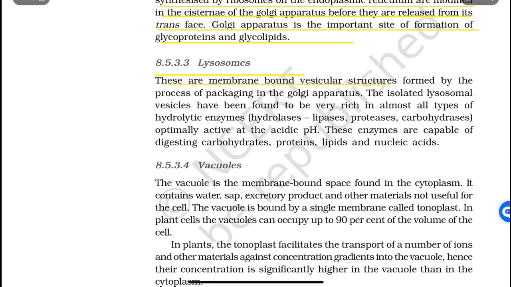Lysosomes. These are membrane-bound vesicular structures formed by the process of packaging in the Golgi apparatus. The isolated lysosomal vesicles have been found to be very rich in almost all types of hydrolytic enzymes, hydrolases, lipases, proteases, carbohydrases, optimally active at acidic pH. These enzymes are capable of digesting carbohydrates, proteins, lipids and nucleic acids.